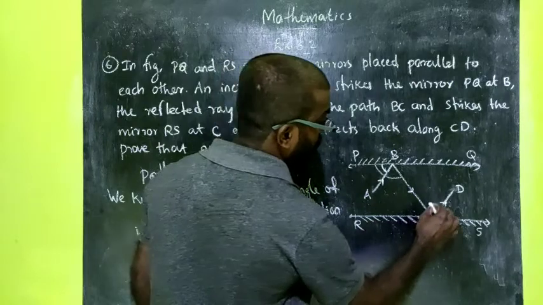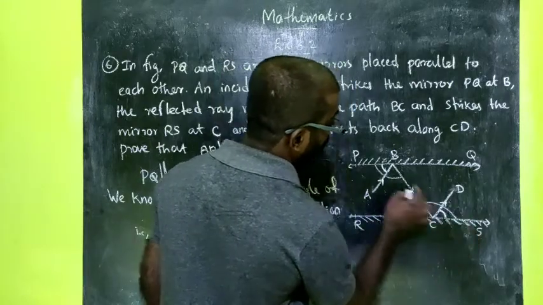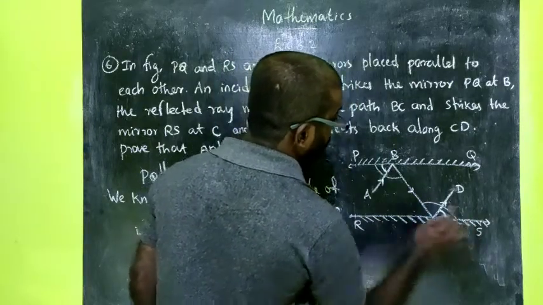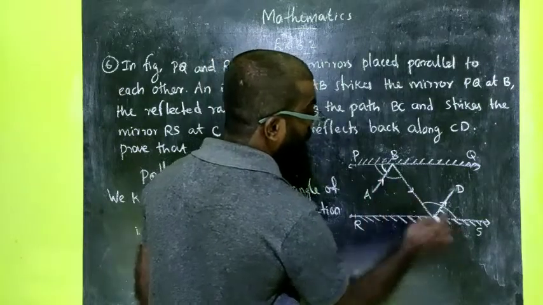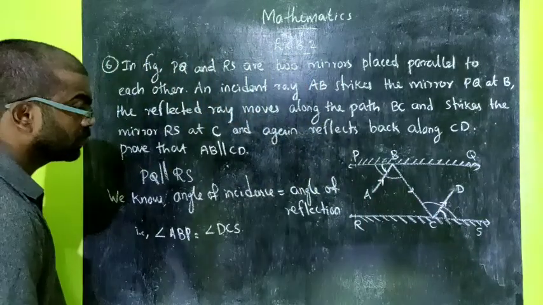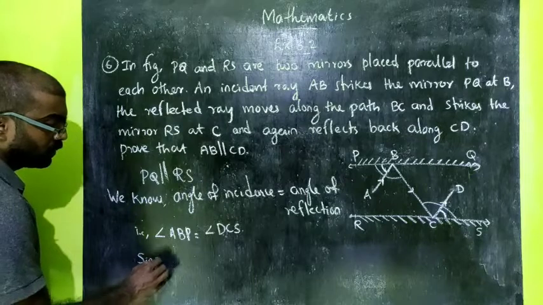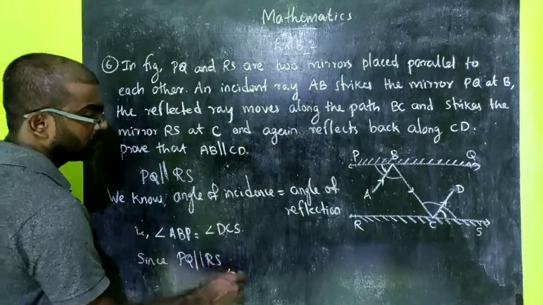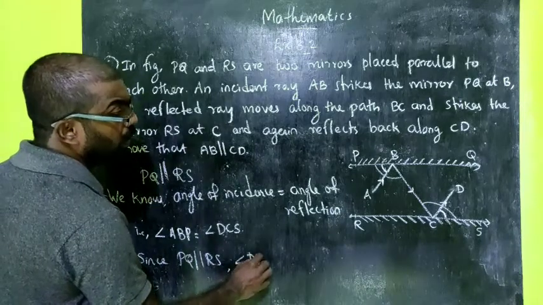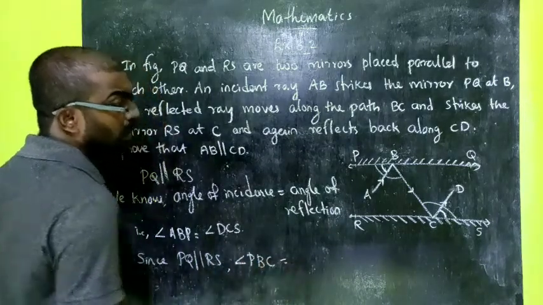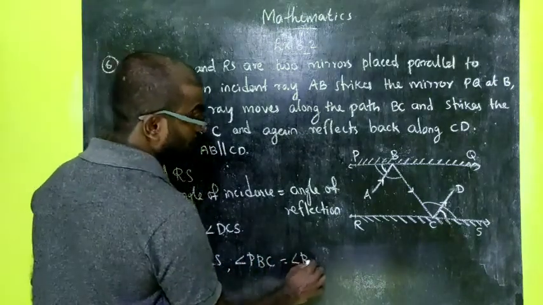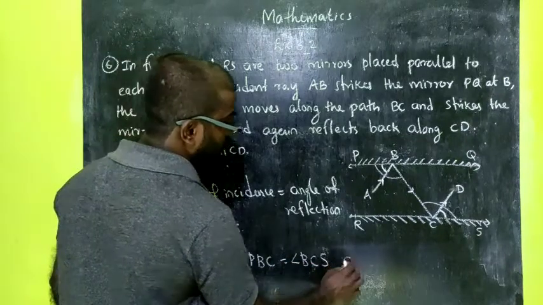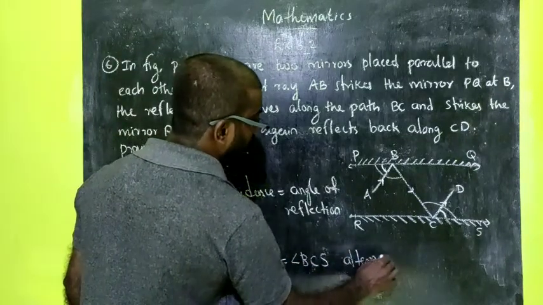Since PQ is parallel to RS, the angle PBC and the angle BCS, these two angles are alternate angles. Okay. So since PQ is parallel to RS, angle PBC will be equal to angle BCS. Reason: alternate interior angles.